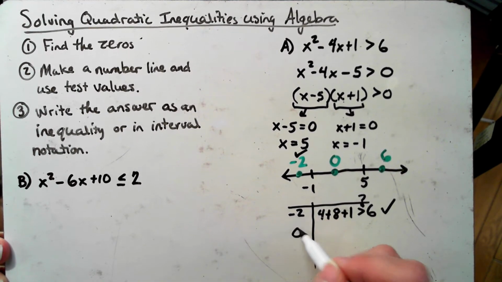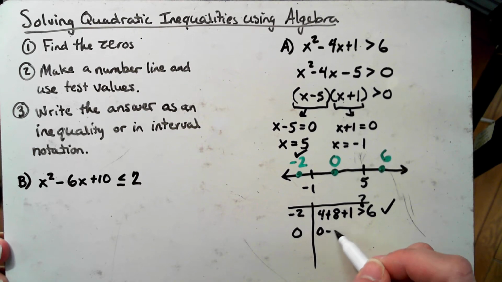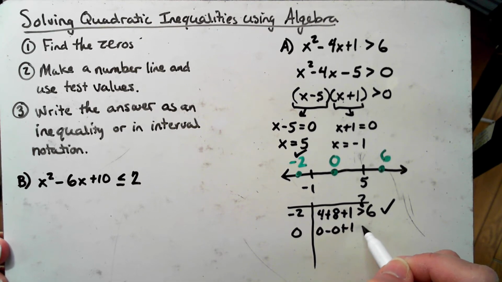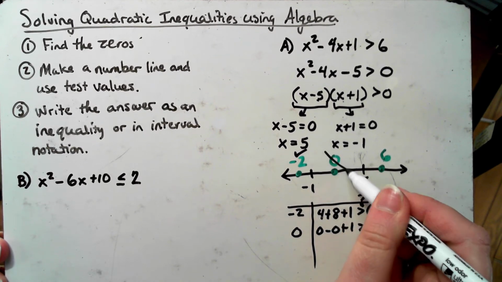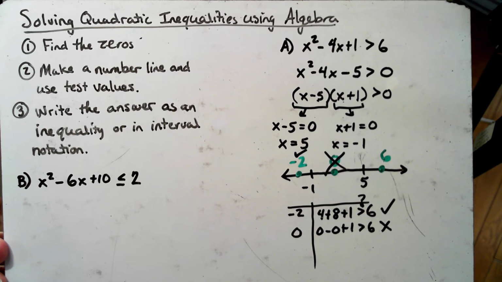Now I'll put in 0. If I put in 0, I get 0 minus 0 plus 1. And I need to know, is it greater than 6? The answer is no, it's not. So this part does not work in the middle.